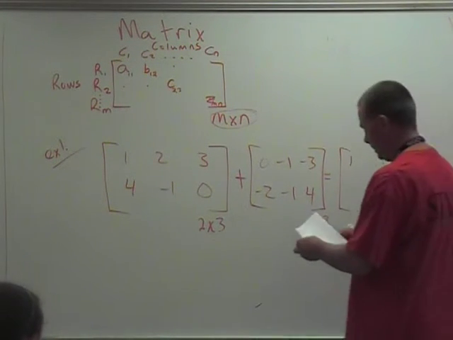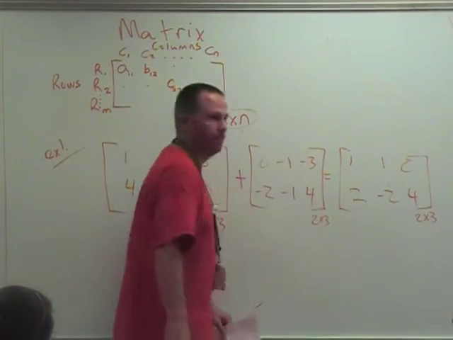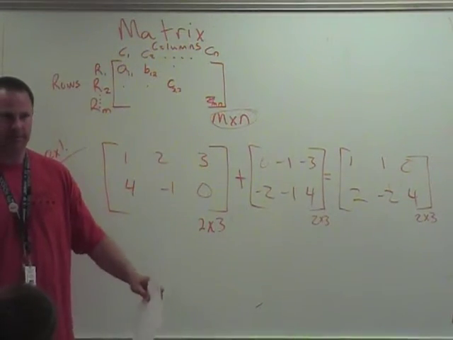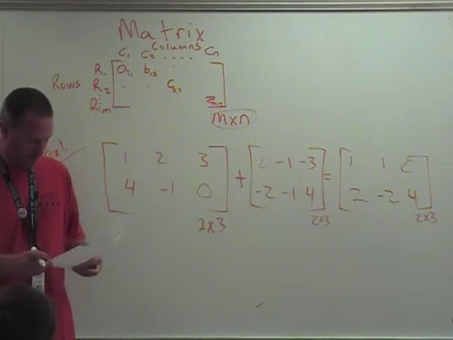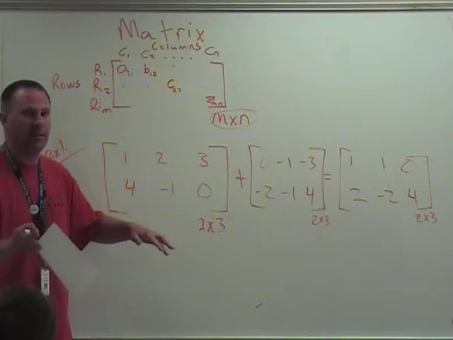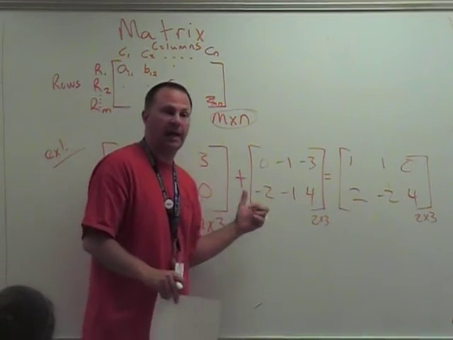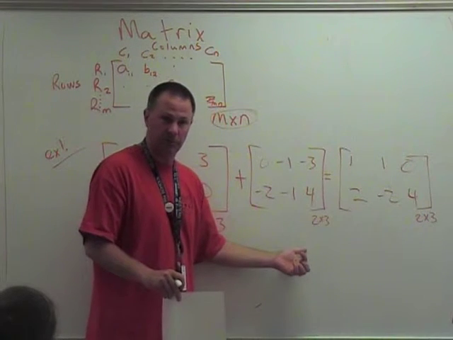Okay, so the answer, what did you get? 2, negative 2, and 4 on the bottom? Yes. Alright, isn't that simple? They must be the exact same size. That doesn't mean 2 by 3. That means if it's a 1 by 2, you better be adding or subtracting a 1 by 2.